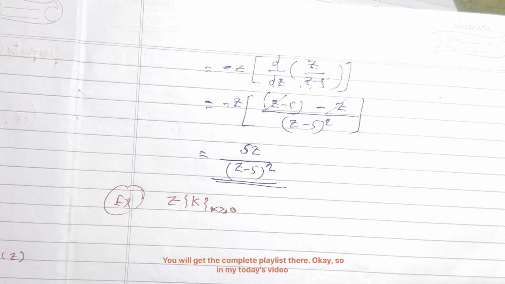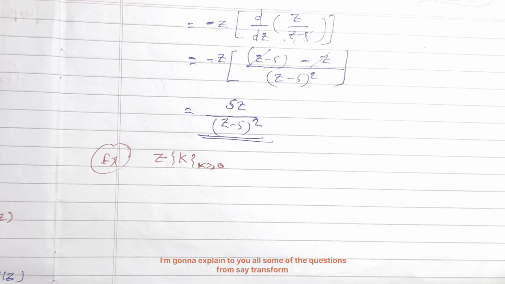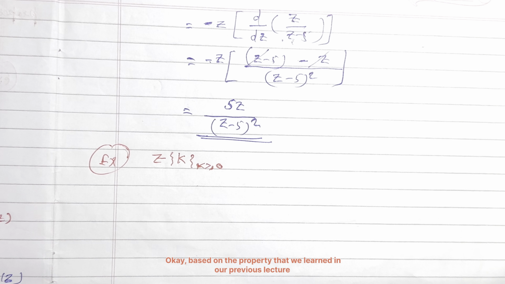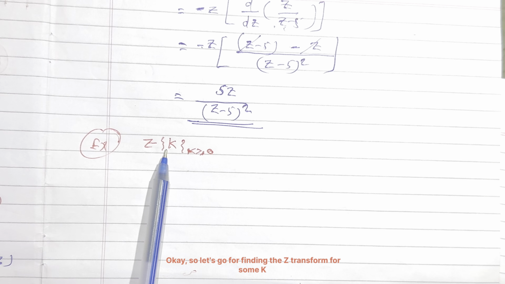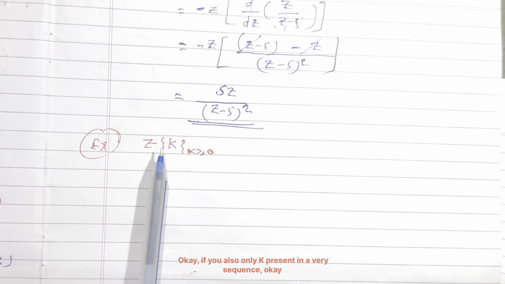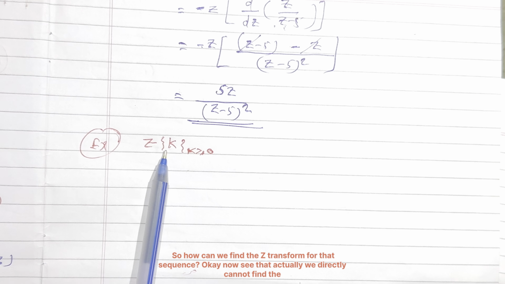In today's video, I'm going to explain some questions from Z transform, based on the properties that we learned in our previous lecture. So let's go for finding the Z transform for K, if only K is present in our sequence. How can we find the Z transform for that sequence?